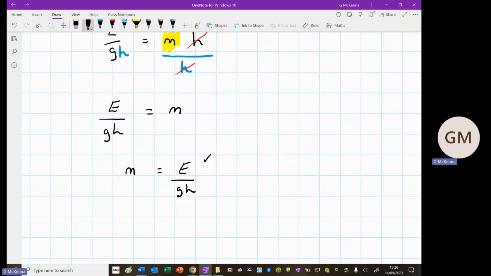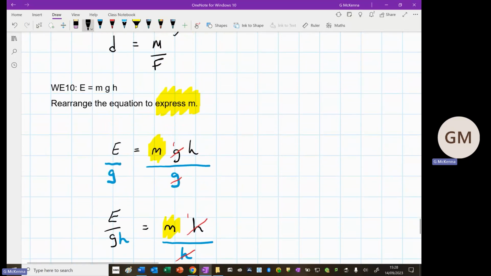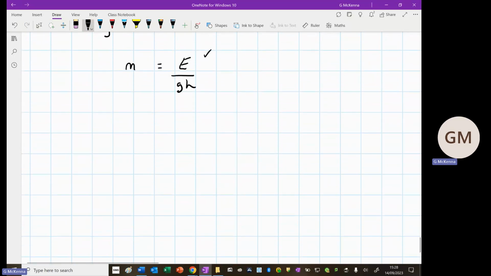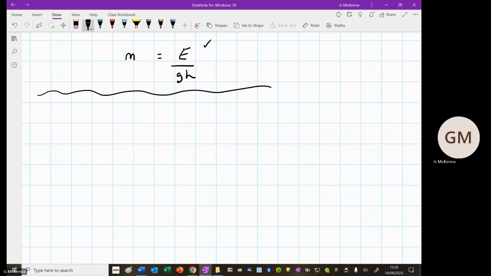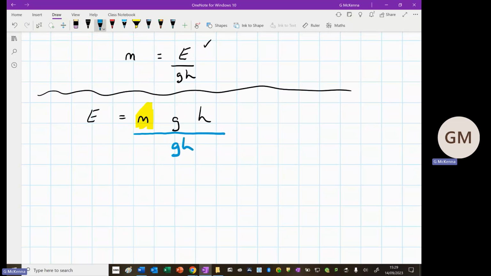Job done. Now, there is a shorter method, and some students maybe just want to be aware of that. So if I was to go all the way right back to the very start and do this in a quicker way, your GPE is equal to mgh. We want to express m, of course, so I want to eliminate both g and h on the right hand side. And one way of doing that is to divide the right hand side by gh. Remember, g multiplied by h is just a single number, as is this denominator gh as well.